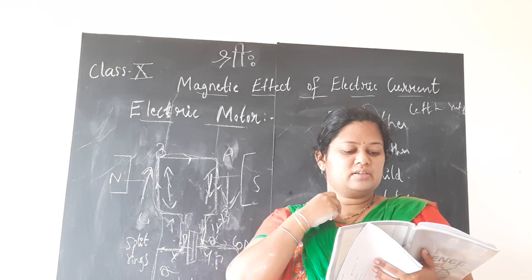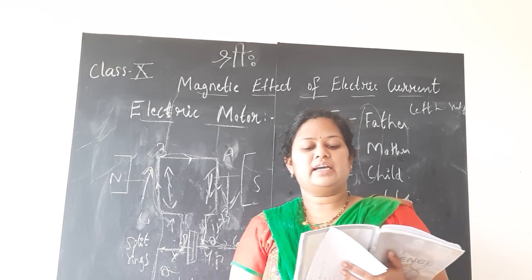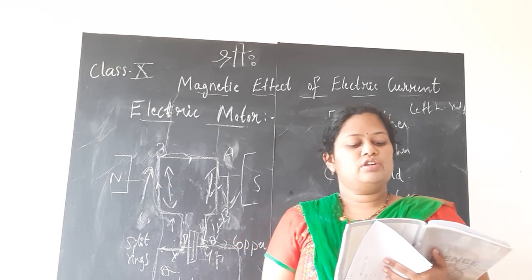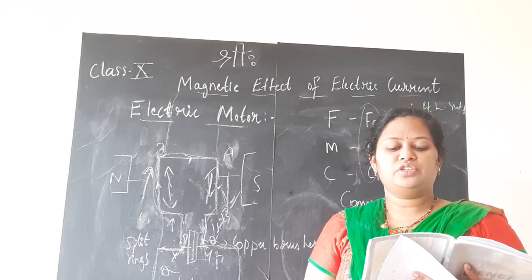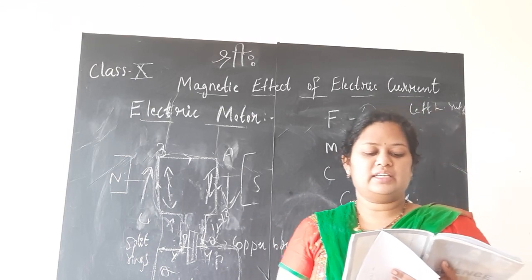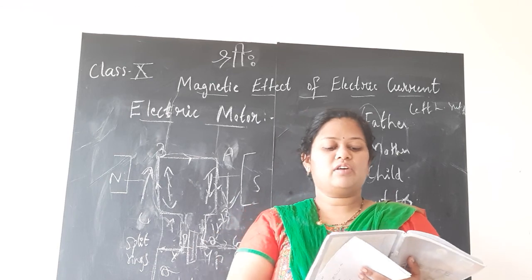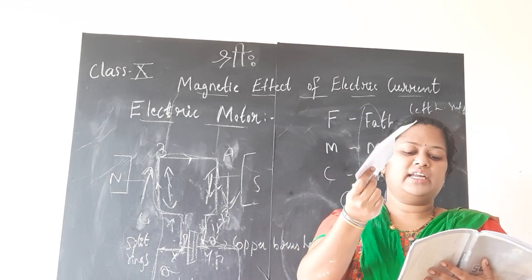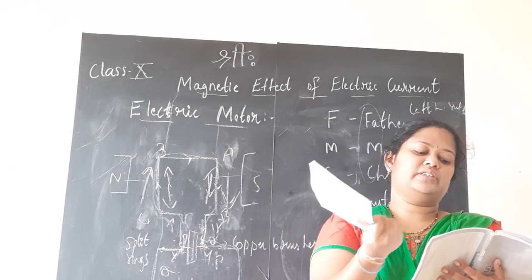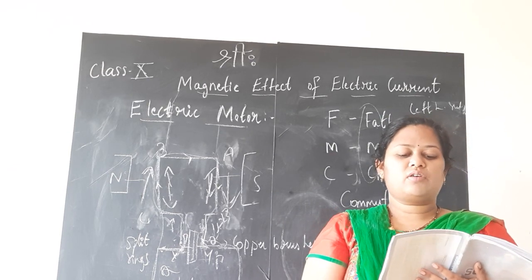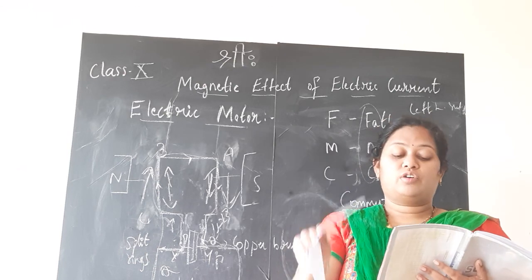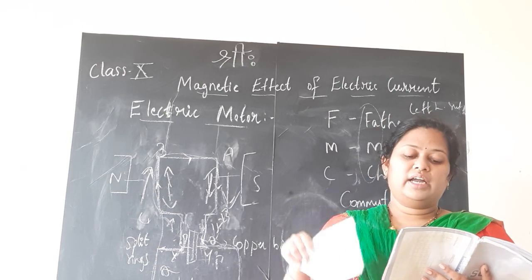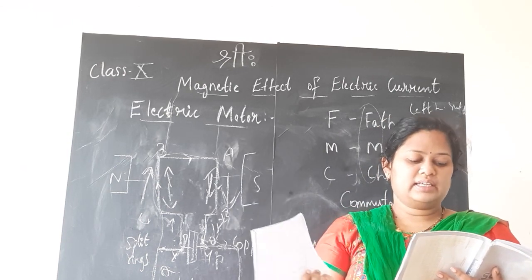Next, a device: in electric motor, split rings act as the commutator. The reversal of current also reverses the direction of force acting on the arms AB and CD. Thus, arm AB of the coil that was earlier pushed down is now pushed up, and the arm CD which was previously pushed up is now pushed down. Therefore, the coil and the axle rotate half a turn more in the same direction.